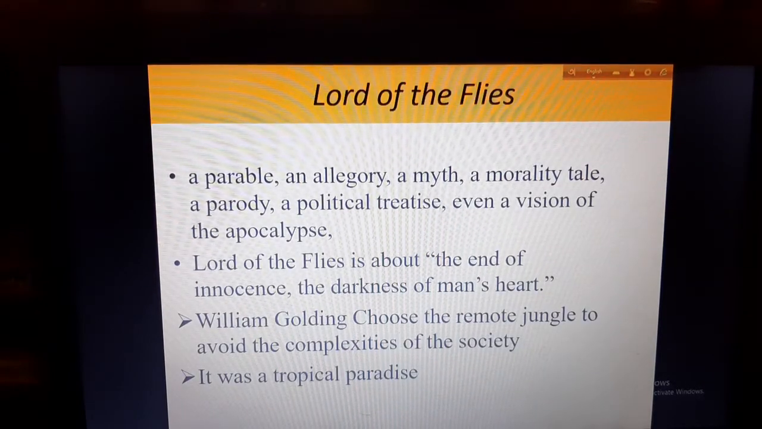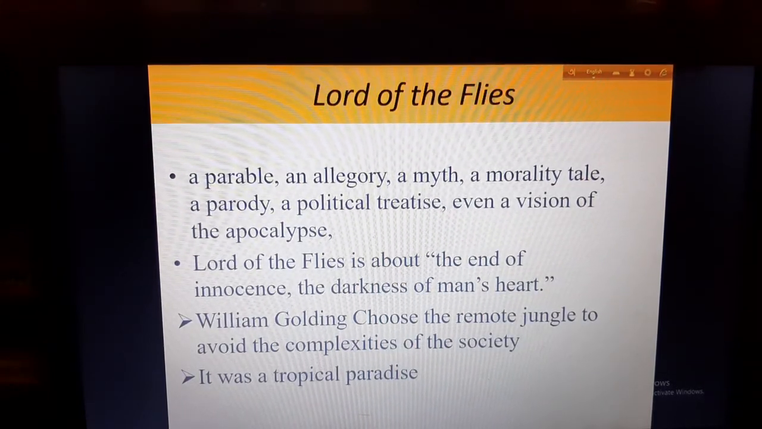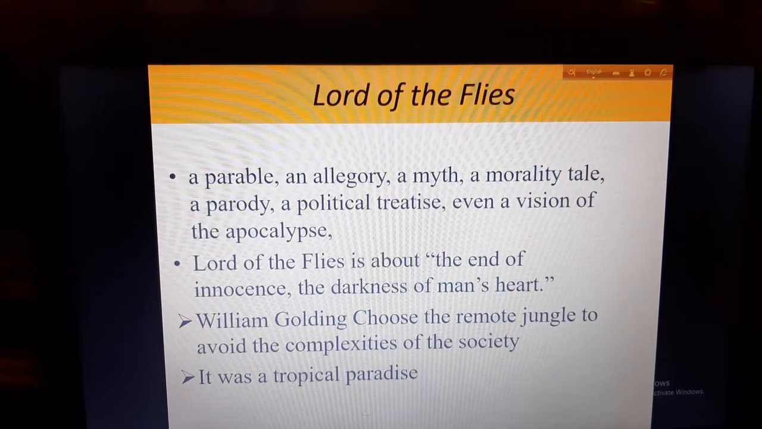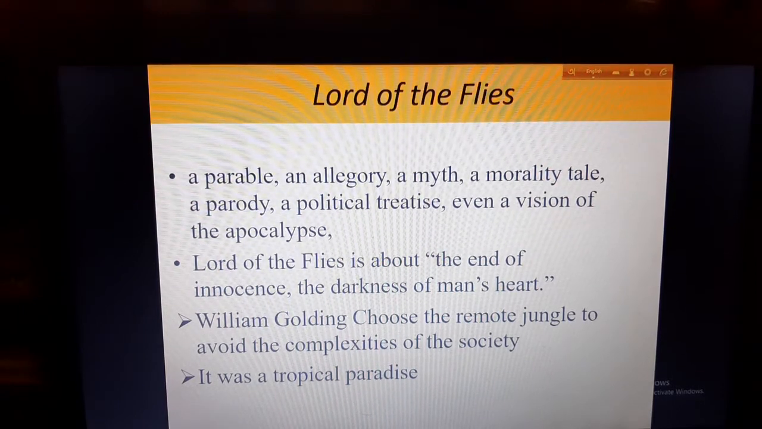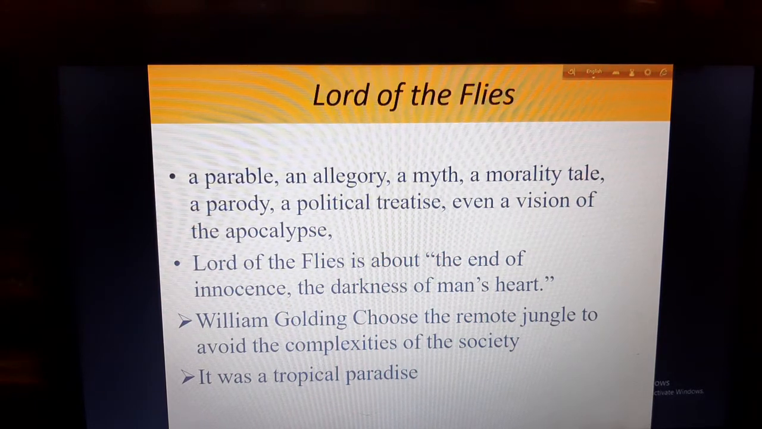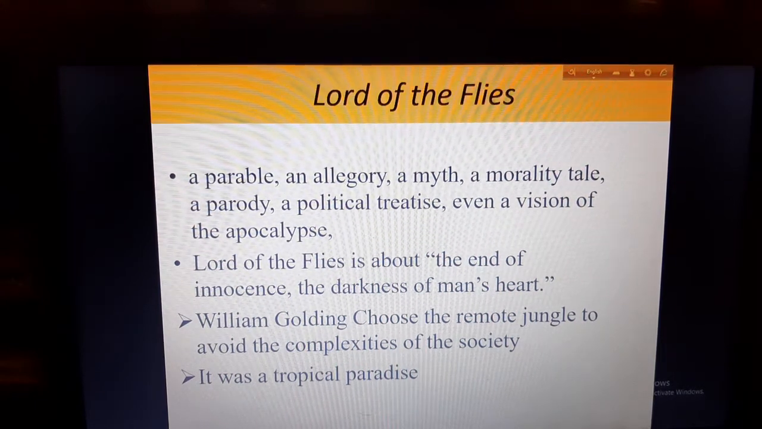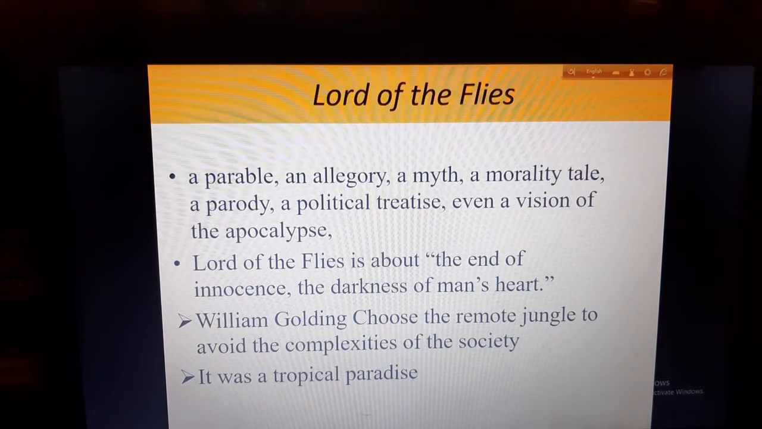At first, about the text, you know, it's a parable, an allegory, a myth, a morality tale, a parody, a political treatise, even a vision of the apocalypse. And these are all very important information about this story or about this novel. Lord of the Flies is about the end of innocence and the darkness of man's heart.